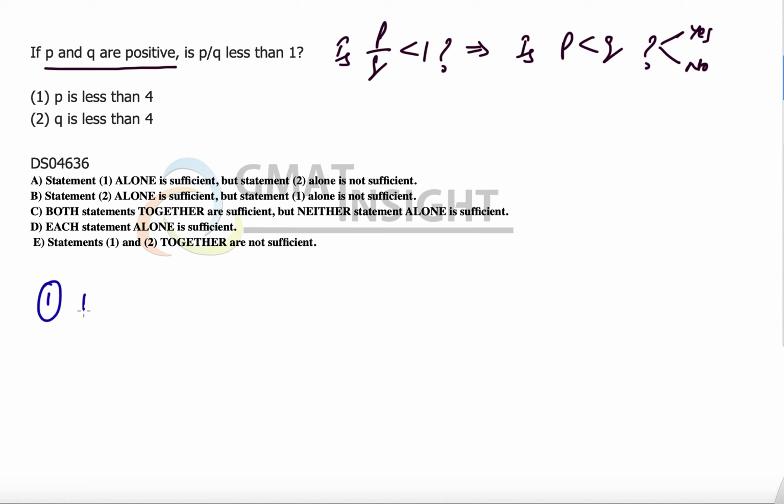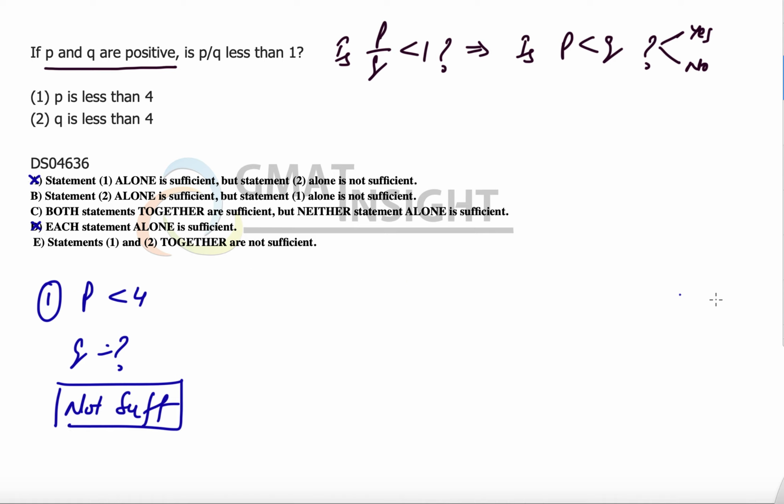The first statement says that P is less than 4. But about Q, there is no information. Therefore, the first statement is clearly not sufficient to answer the question, and we can eliminate two choices, options A and D. Now we go to the second statement.